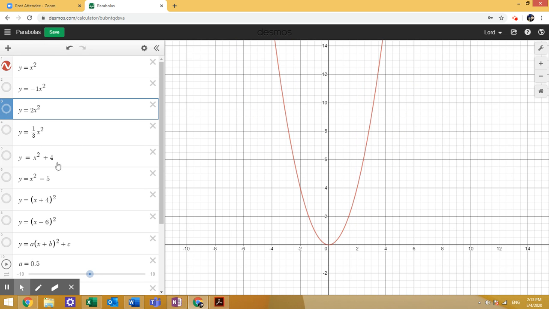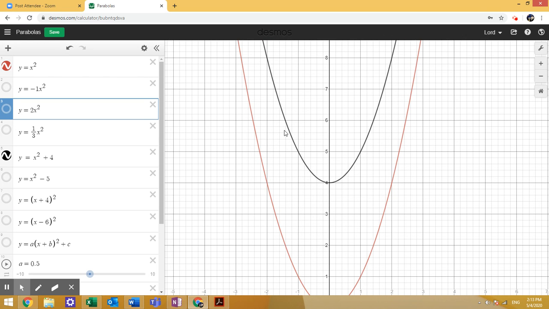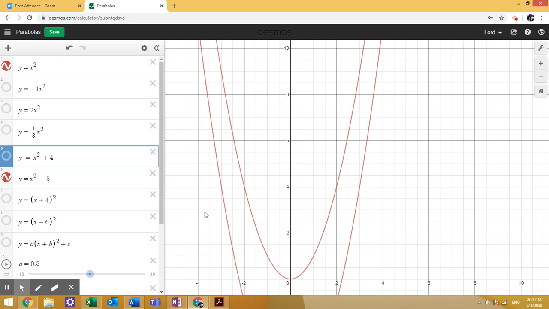Now what I'm going to do is add a number to the end, x squared plus 4. And what simply happens is the x squared graph gets moved up the y-axis to 4. So if I'm to describe this black graph, it is a parabola and it goes through the point (0, 4). There it is on my graph. Okay, I'm going to turn that one off and we'll do this one.